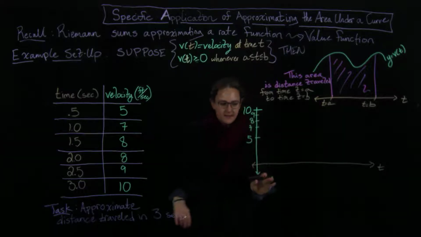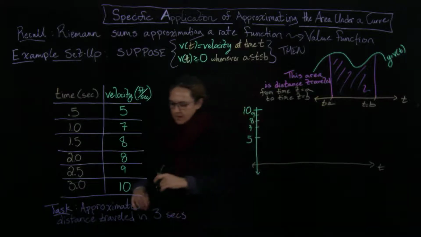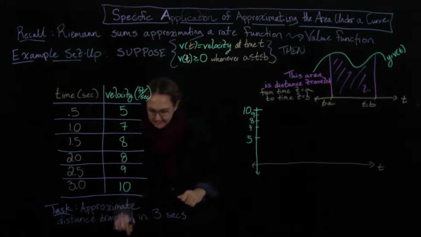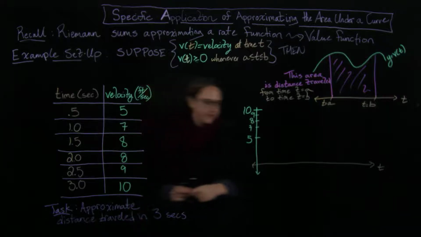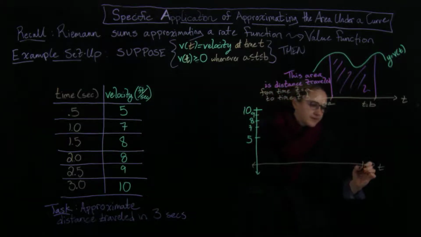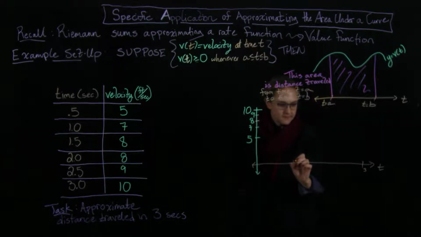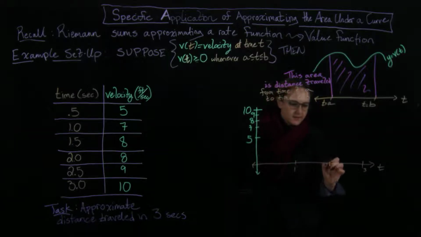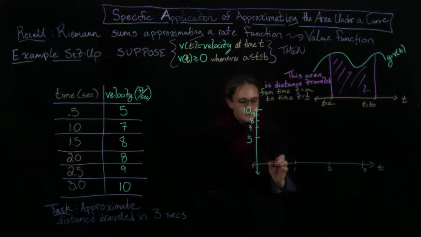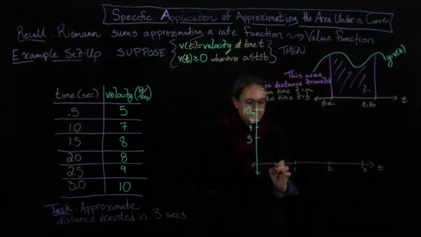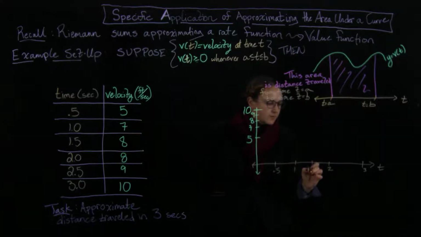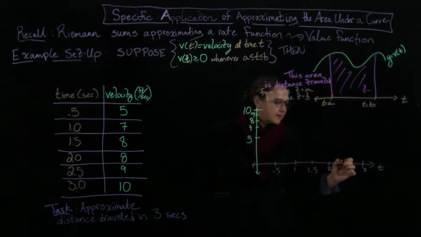And then the times that I'm interested in are going to be along here. I'm going all the way up to 3. I have 1. I have 2. And then I have 0.5, and I have 1.5, and I have 2.5. Right?